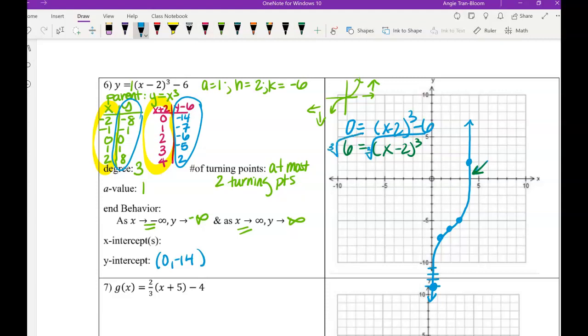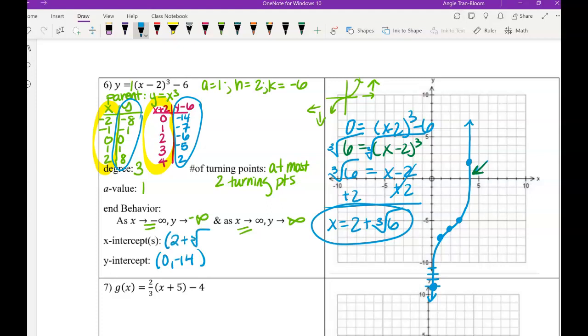So now, students, we have cube root of 6 equals x minus 2. Lastly is we're going to add the 2. Again, just like the other ones, we can say x equals 2 plus cube root of 6. That is your x-intercept. So we are going to write it as (2 plus cube root of 6, 0).